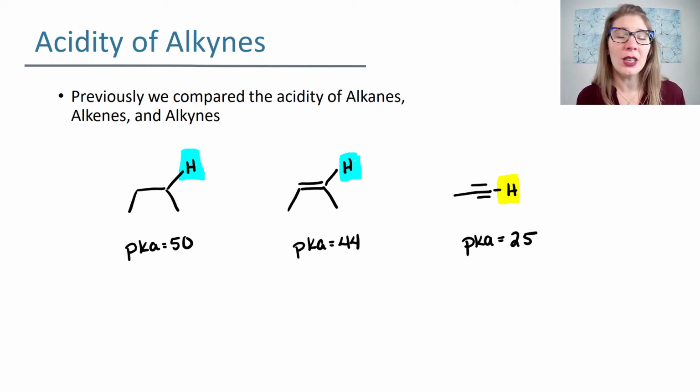Because if you look at an alkane, that pKa is 50. That's going to be very, very difficult to pull off. The hydrogen on an sp2 hybridized carbon, pKa of 44. So in the world of relative pKa's, alkynes are your most acidic of these carbon-hydrogen bonds that I'm showing here.